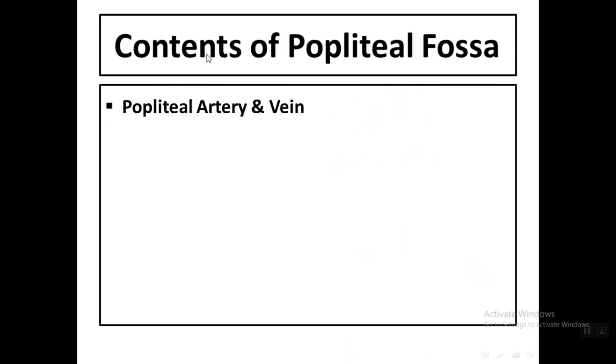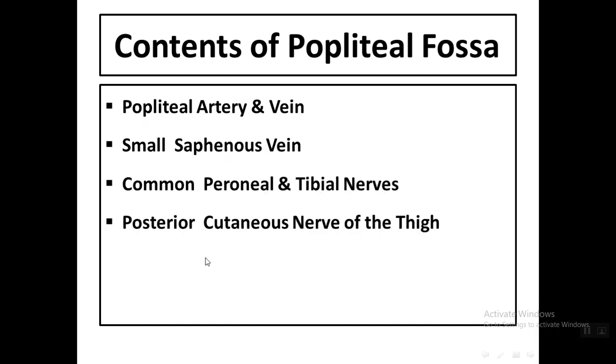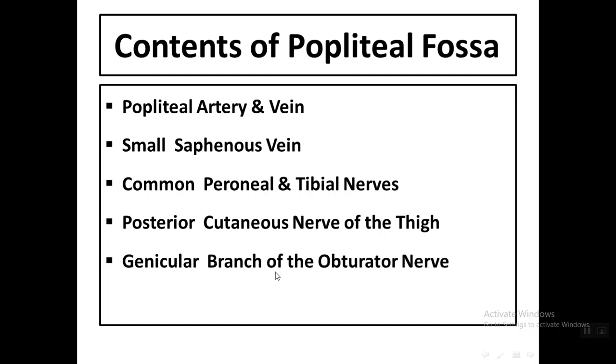What are the contents of the popliteal fossa? First, popliteal artery and vein, small saphenous vein, common peroneal and tibial nerves, posterior cutaneous nerve of the thigh, genicular branch of the obturator nerve, connective tissue, and within the connective tissue we have lymph nodes, popliteal lymph nodes.